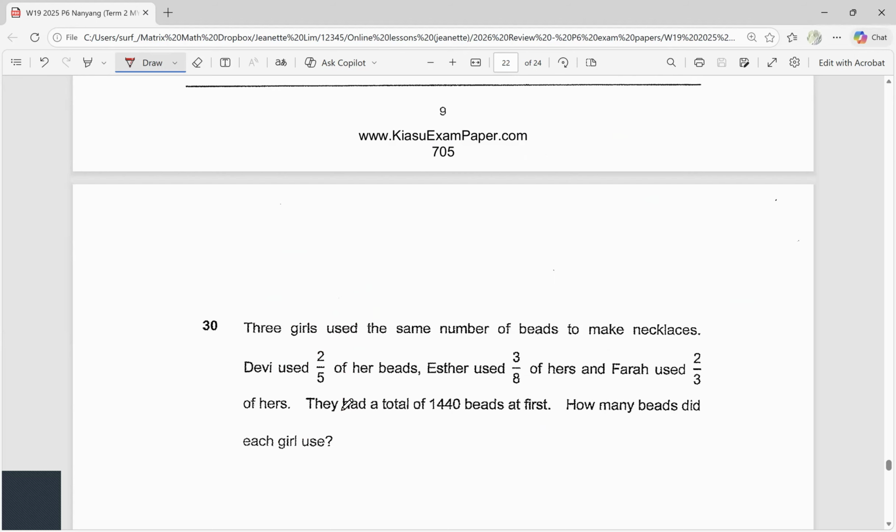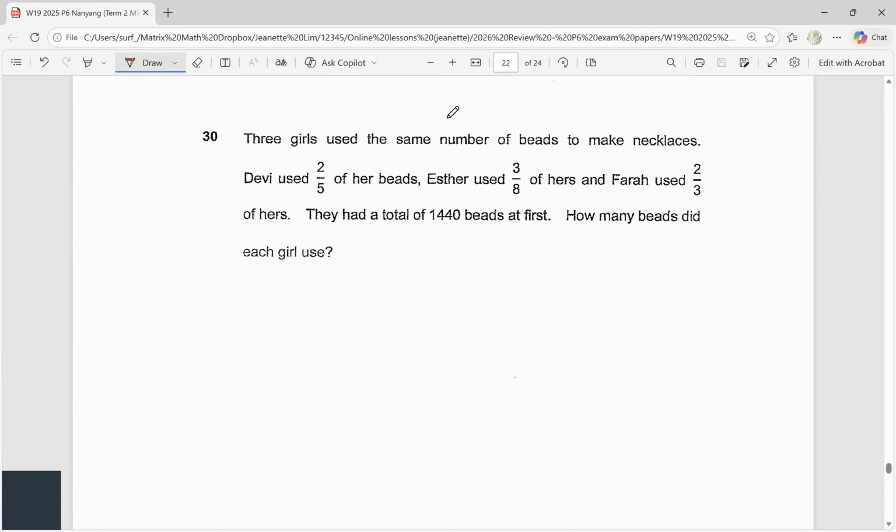Question 30, last question. 3 girls use the same number of beads to make necklaces. Debbie used 2/5 of her beads. Esther used 3/8 of hers. Farah used 2/3 of hers. They had a total of 1,440 beads. At first, how many beads did each girl use?